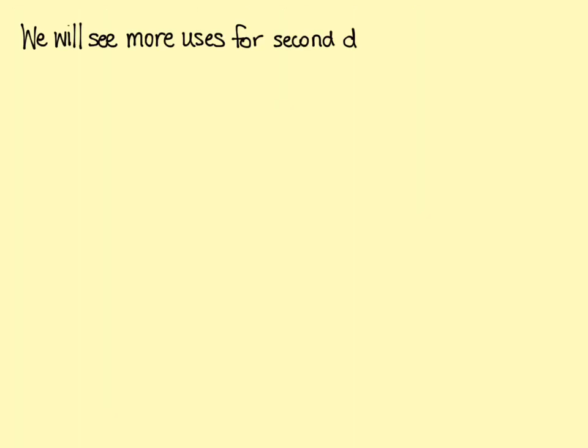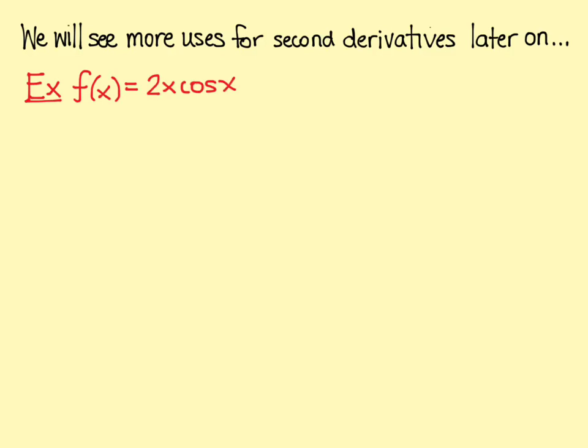We will see more uses for the second derivative as we move through the course, but for now, let's just practice taking second derivatives. So for example, if f of x equals 2x times cosine x, then we know that the first derivative is going to use the product rule. We'll take the derivative of 2x, which is 2, leave the cosine x alone, plus, let's leave the 2x alone and take the derivative of cosine x. So we'll get 2x times negative sine x.